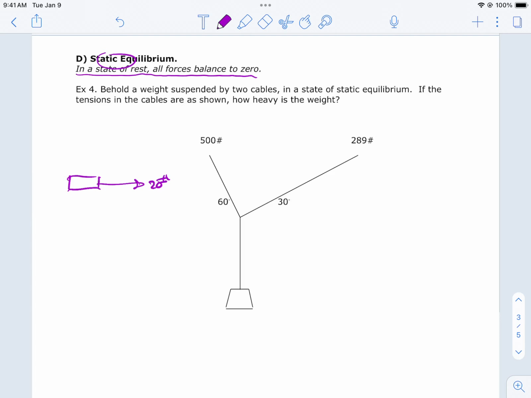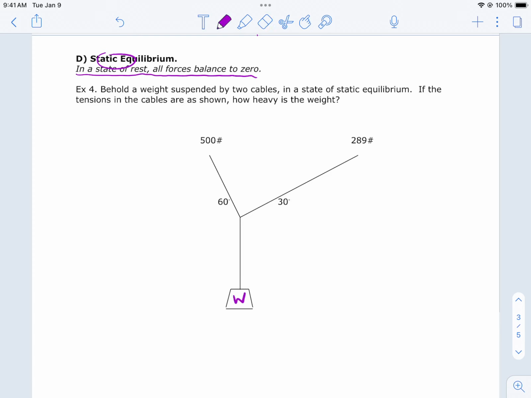So if the forces are not in balance, if they're not canceling each other, if they're not adding to zero, it's going to move. So if it's not moving, that means they do cancel. They do balance. They do add to zero. So that means we can figure out what this weight is. We can solve for this weight.